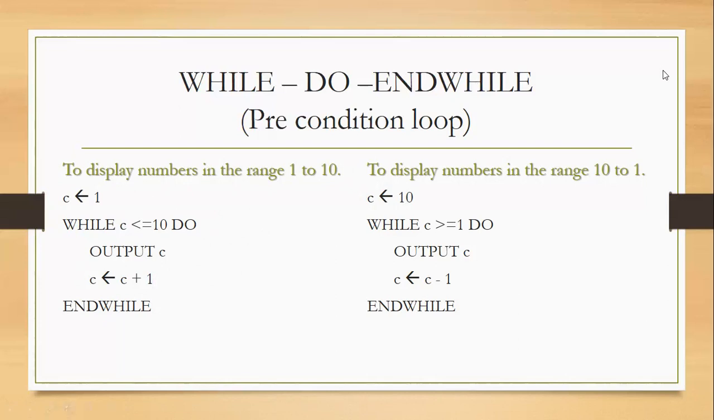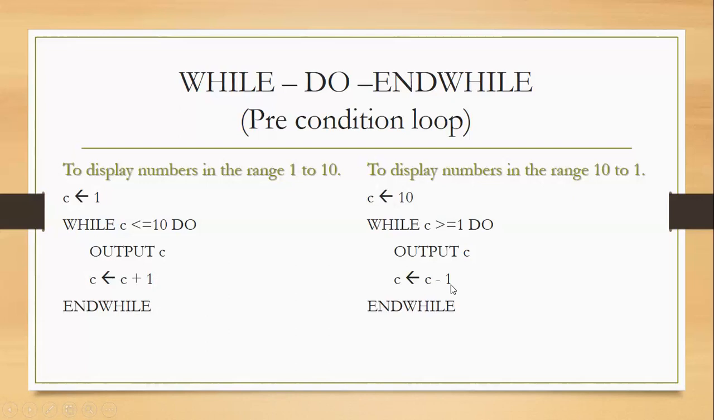On the contrary, if I want to print the values in the reverse order, here the value of C is initialized with 10. Now, what are we doing? While C is greater than or equal to 1 do. You can see the value is 10, which is greater than or equal to 1. The condition is still true, so it will enter the loop, it will perform the activity, and the value will be decreased by 1.